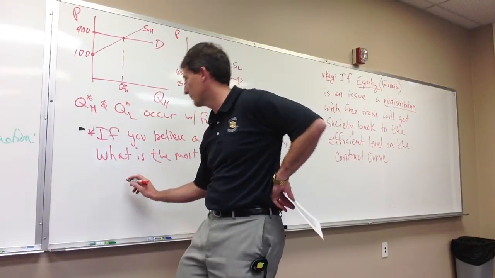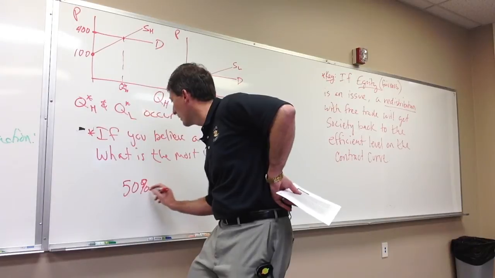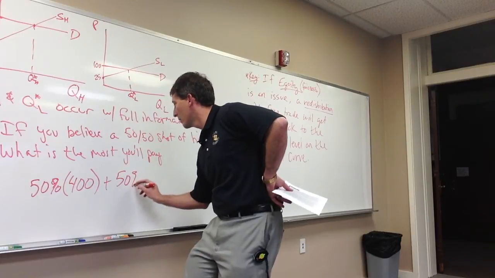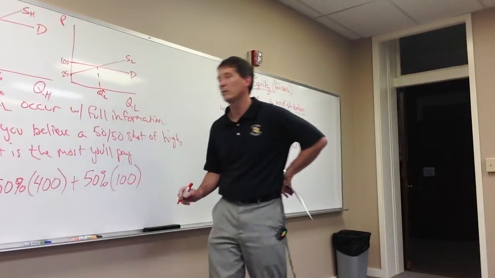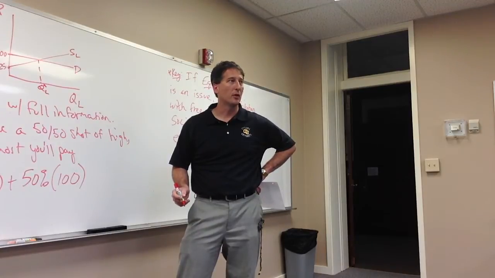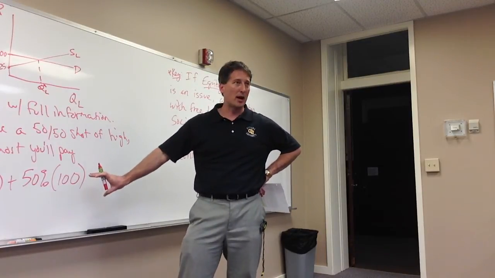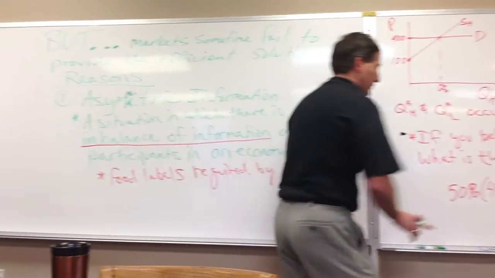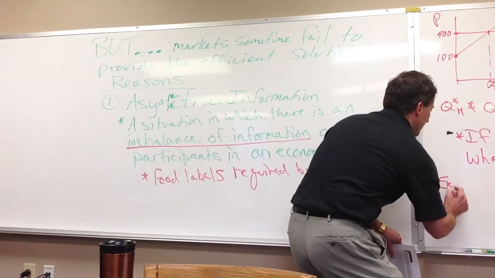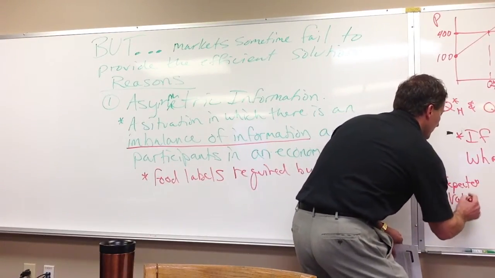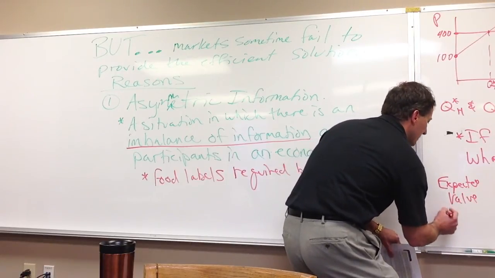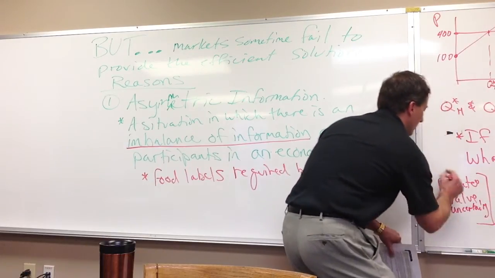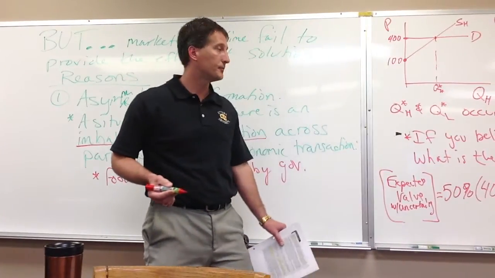You take 50% times 400, and then you add it to 50% times 100 to get your maximum pricing. Okay, good. So we're finding the expected price, right? The expected value of the laptop to you, if you believe in this 50-50 shot. So the expected value with uncertainty is equal to that.